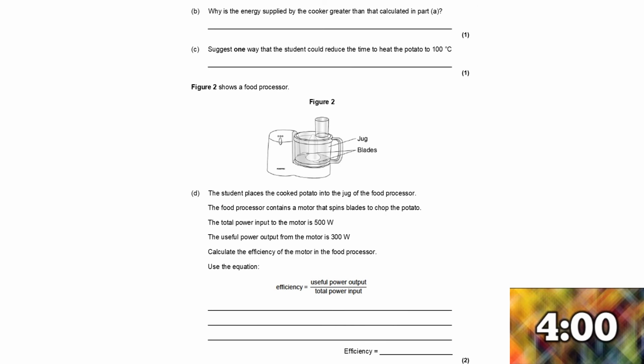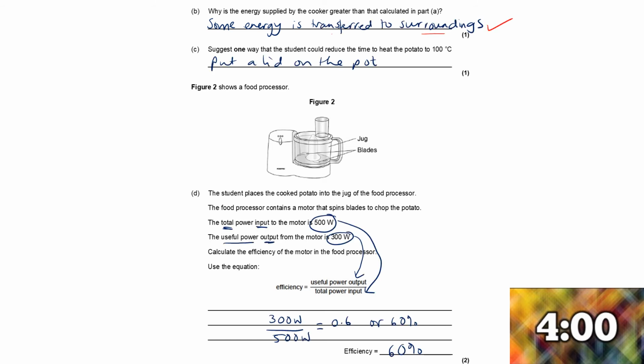So I'm going to start my stopwatch again for 4 minutes because for this question there are 4 marks. This part of the question asks why the energy supplied is greater than what I calculated in the previous part. I have to use my knowledge of wasted energy and dissipated energy to answer this part of the question. I'm then asked how I could reduce the time taken to heat the potato, and it is a combination of my life experience and my knowledge of heat transfer. So putting a lid on a pot will reduce the heat transfer to the surroundings and lessen the cooking time.